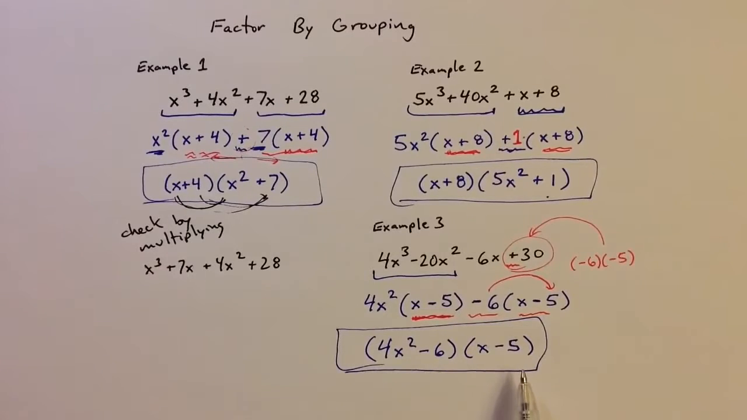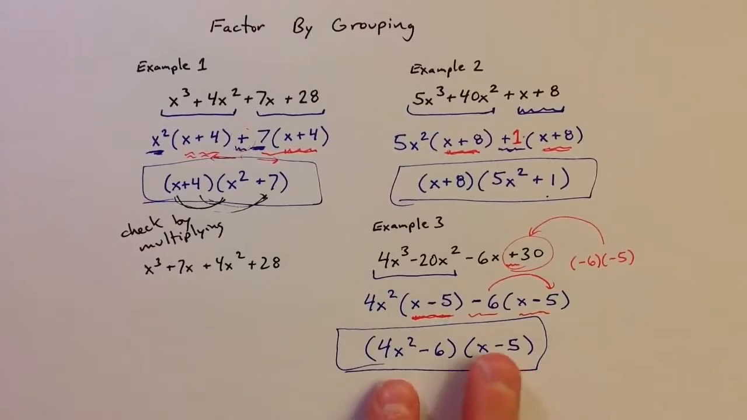The order is a little bit different than the other examples. I took the common factor and put it at the end instead of the beginning. But the order of multiplication doesn't really matter. We can reverse the order of multiplication and we still get the same result. So that would be an okay way to write the final answer.